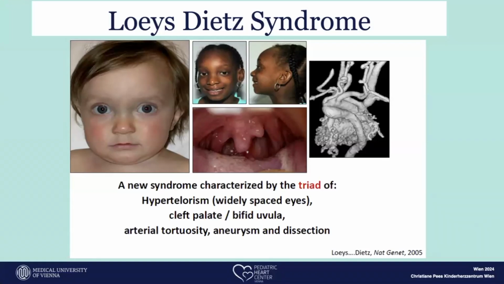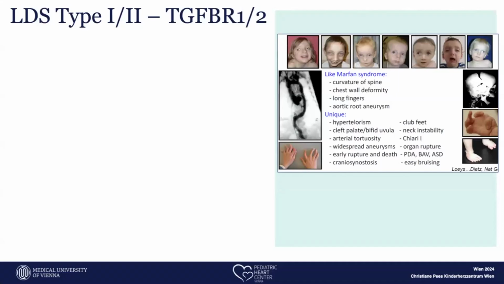And on the right side, you see from behind a heart and an aorta, which is extremely elongated, S-shaped, and has tortuous arteries up to the head and neck vessels. This trial was the groundwork for the naming of Loeys-Dietz syndrome. So if we come to the next picture, we have by now 8 different forms. I will just focus a little bit on type 1 and 2 Loeys-Dietz syndrome. As you can see here, the typical facial appearance.